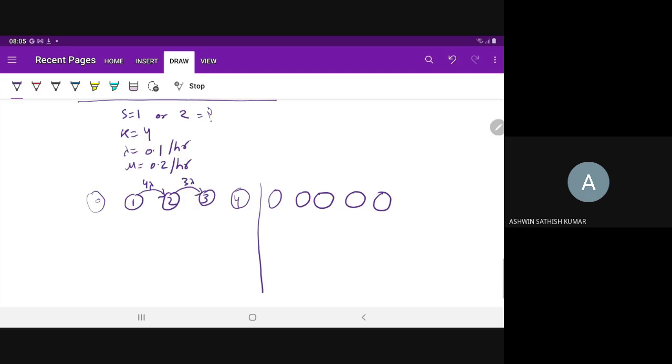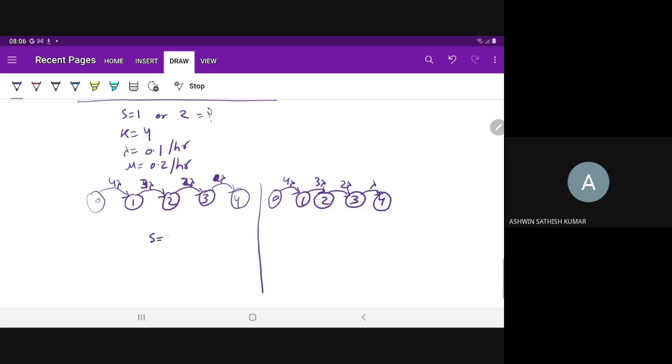Then 3 lambda, because now there are three working machines. Then there are two working machines. This is 4 lambda, 3 lambda, 2 lambda, and this is lambda. Here we have 0, 1, 2, 3, 4. So here we have 4 lambda, 3 lambda, 2 lambda, and here we have lambda.